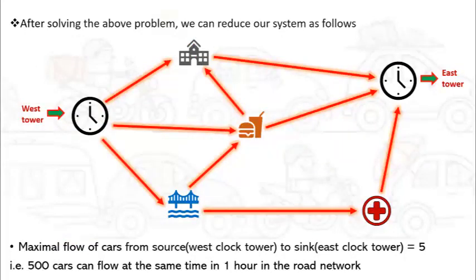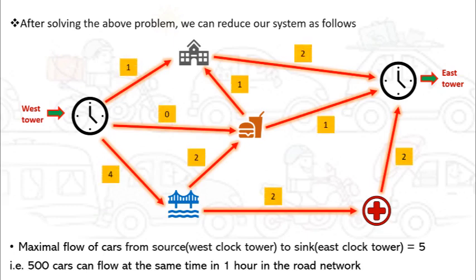When we solve our problem manually or using software, we get the maximal flow of cars from the West Clock Tower to the East Clock Tower as 5. That is, 500 cars can flow at the same time in 1 hour in the road network. And here we can identify the maximal flow of cars going through each location. When we consider the flow from the West Clock Tower to the bridge, we can see there are 4, that is 400 cars can flow.